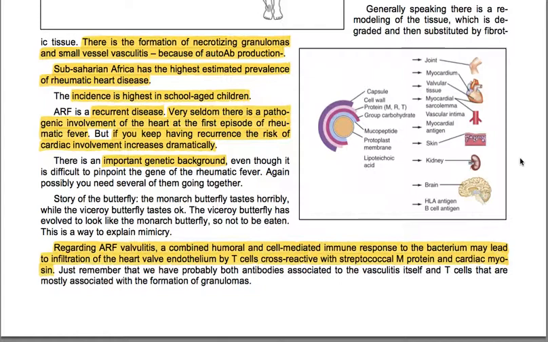Regarding acute rheumatic fever valvulitis, a combined humoral and cell-mediated immune response to the bacterium may lead to infiltration of the heart valve endothelium by T cells cross-reactive with streptococcal M protein and cardiac myosin. Just remember that we have probably both antibodies associated to the vasculitis itself and T cells that are mostly associated with the formation of granulomas.